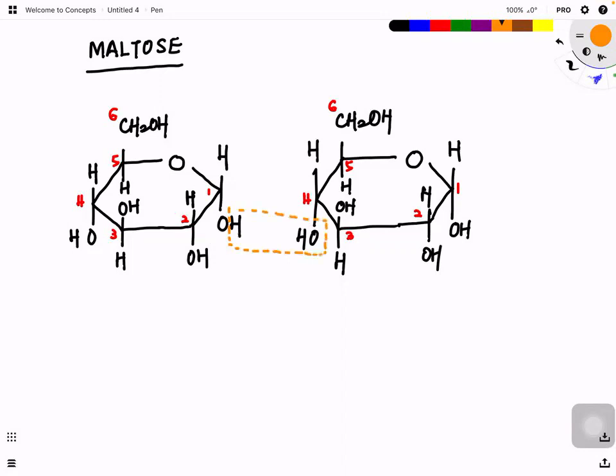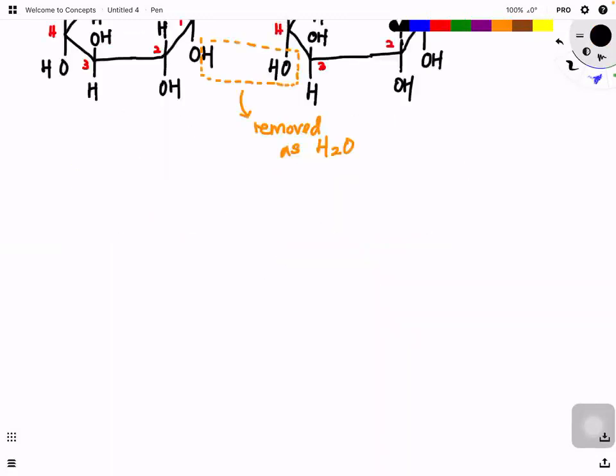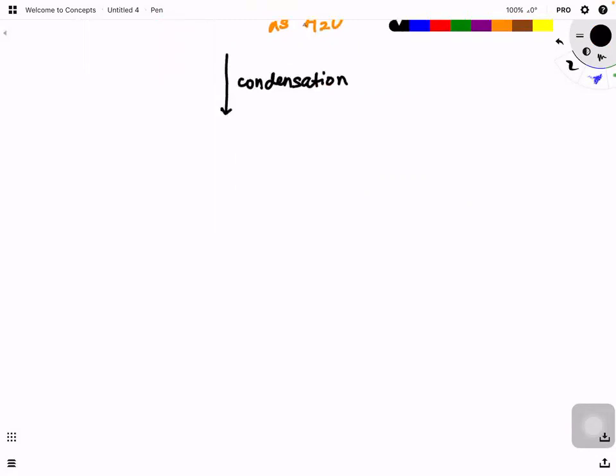Can you see that? So how do we label it? We label it as removed as H2O. Put it as removed as H2O. So now, what is the complete one? The complete molecule, you can draw it. So by the process of condensation, we will be able to get a molecule of maltose.